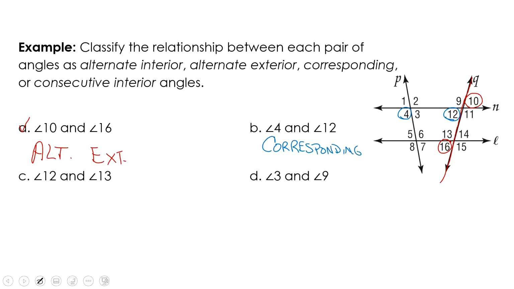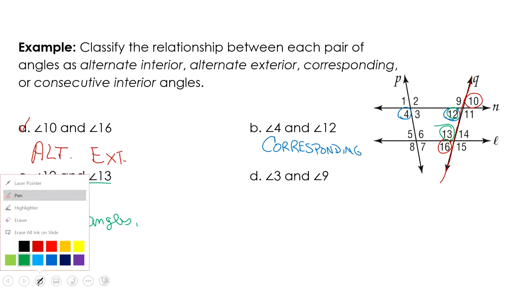All right, change my color up again so we can see it. Here we're looking for 12 and 13. Circle with the green on the inside. So I have 12 and I have 13. Again, we're back to the transversal Q and lines N and L. I'm on the same side of the transversal, so that tells me they are consecutive interior. Does everybody see that? Does that make sense?